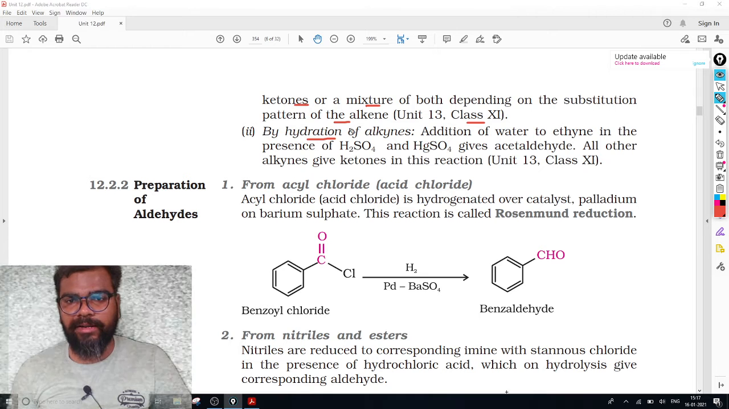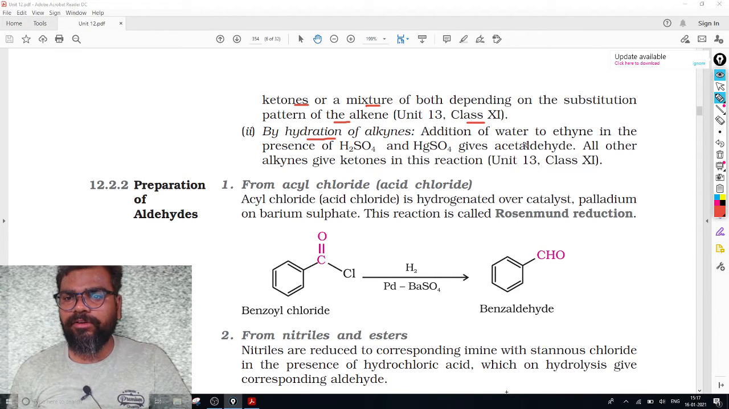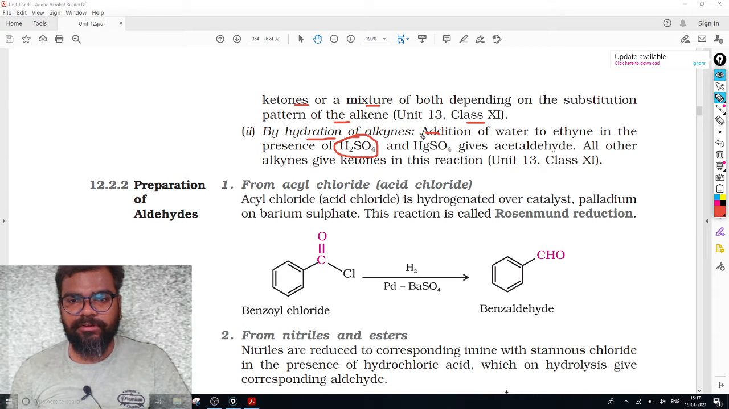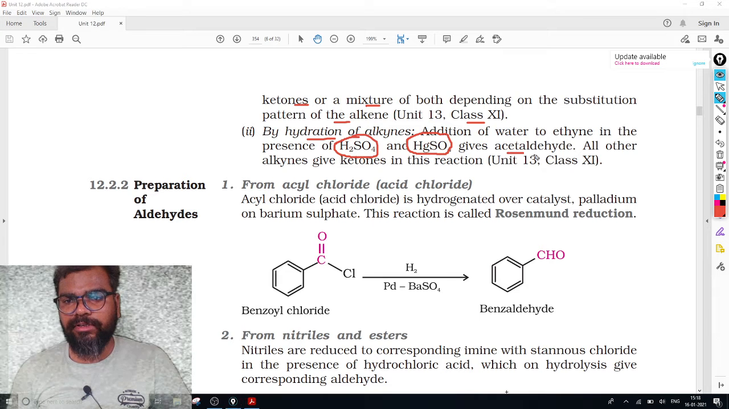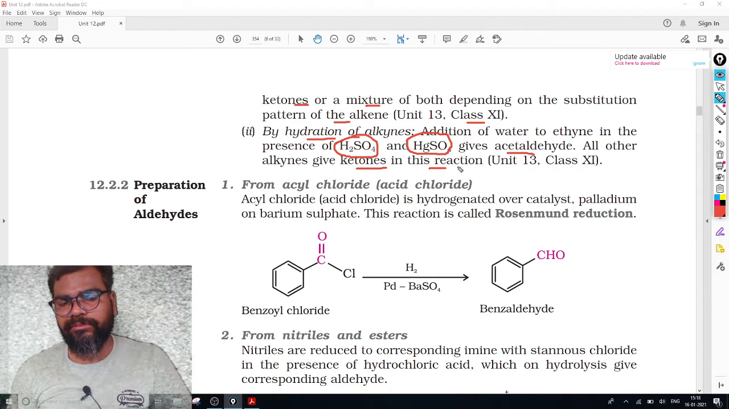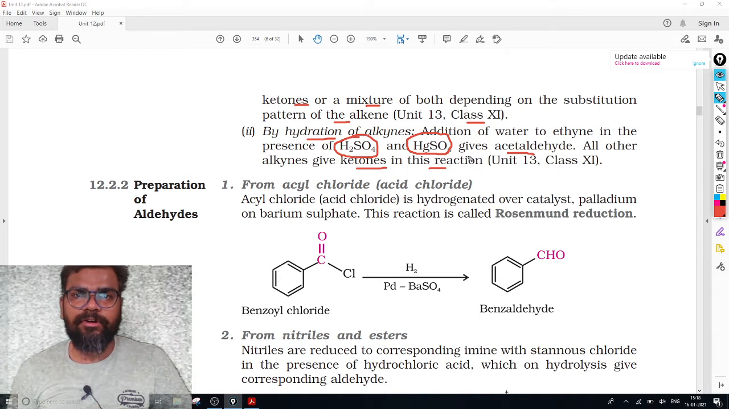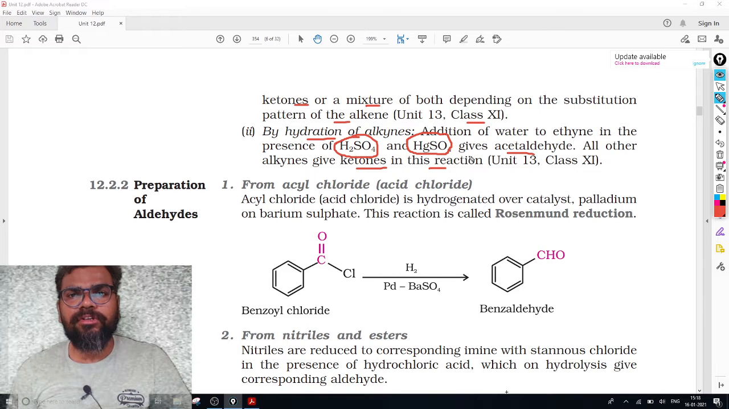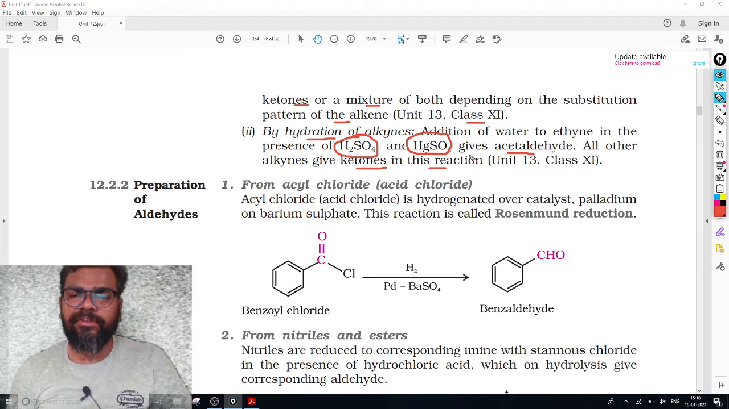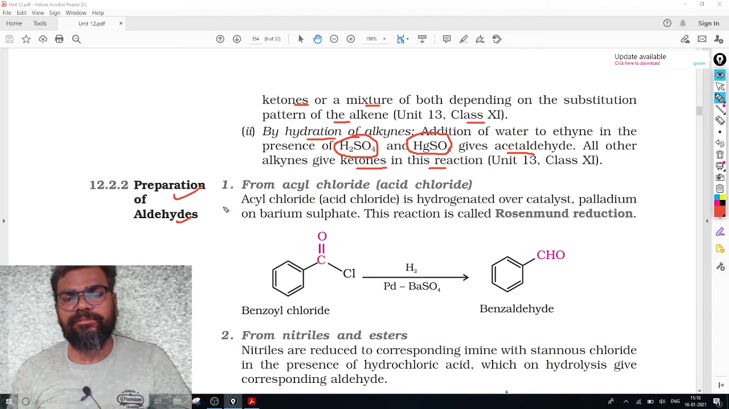Now, the second method, by hydration of alkynes. Addition of water to ethyne in the presence of H2SO4, that is sulfuric acid, or HgSO4, gives acetaldehyde. All other alkynes give ketones in this reaction. So this is in general the preparation of aldehydes and ketones. Almost the majority of the reactions we have already done in the previous chapter or previous standard. Now the next one, that is preparation of aldehydes.